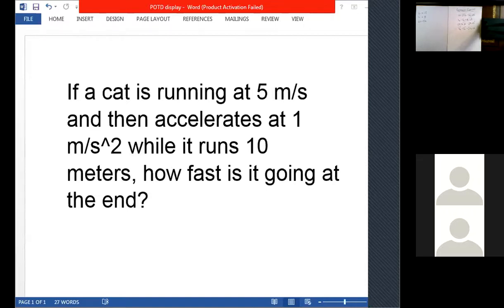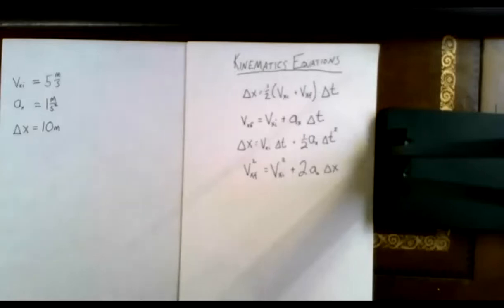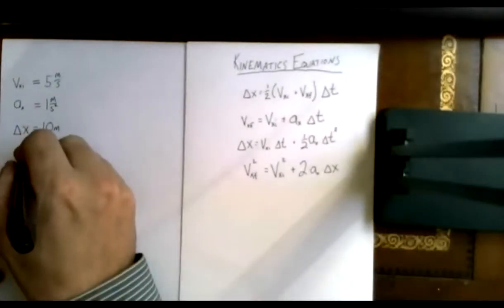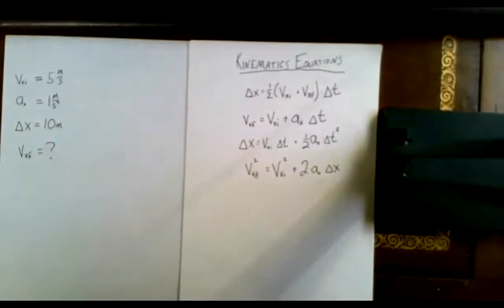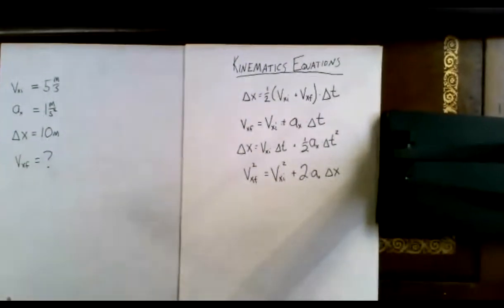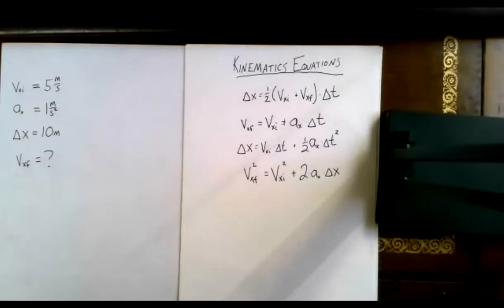And what about the unknown? Which symbol, which quantity are we looking for? If it says how fast is it going at the end? The final velocity. The final velocity, right? So VXF is my unknown. Okay, so I have VXI, AX, delta X, and VXF.